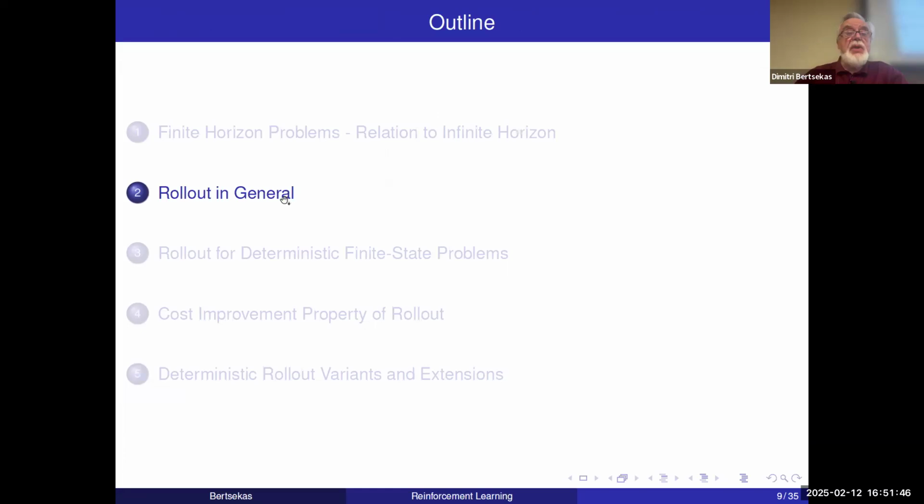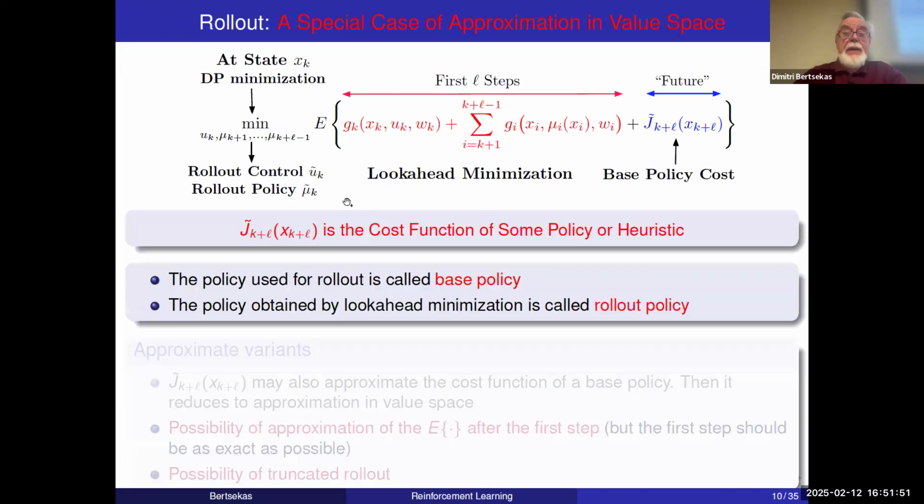Okay, so now let's talk about rollout. It's going to occupy us for 2 or 3 lectures. Generally, rollout can be viewed as a special case of approximation in value space. You have seen this equation before. At a given state, we minimize the sum of the cost of the first L steps plus the cost of the future as approximated by some J tilde. Now, in the case of rollout, J tilde is the cost function of some base policy.